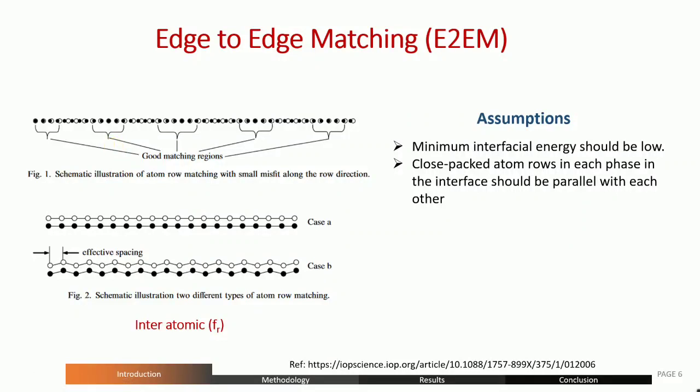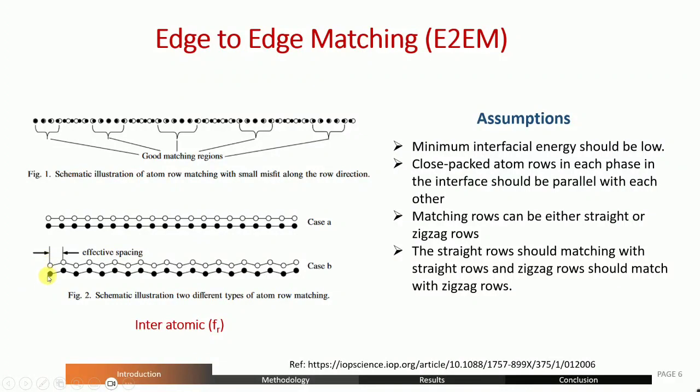Close pack atom. So we can see in this, just at the bottom of it, it should be either parallel or it can be zigzag. So suppose, as I told, this is the sample crystal structure, and this is the grained crystal. We see that both are almost in parallel, or it can be zigzag column-wise, and they should also have effective spacing, like row-wise, it should be on top of each other. So this is an ideal condition. It is given by the interatomic FR.